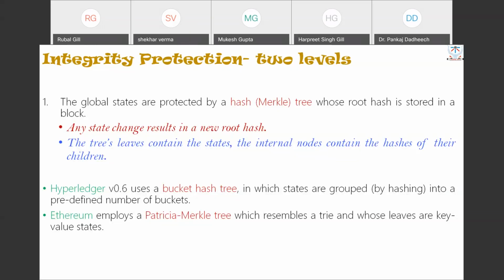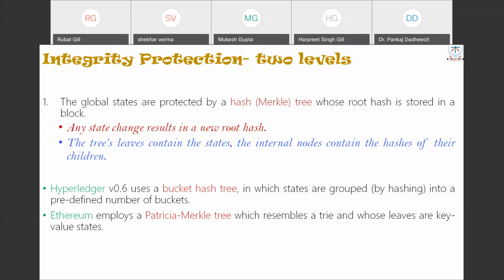And we construct a hash tree, which is nothing but a Merkle tree. We already know that. Suppose I have a block, I've hashed and kept the whole thing in a block, and then when more transactions are done, I create another block. So the tree's leaves contain the states, the internal nodes contain the hashes. For example, in Hyperledger version 0.6 and later versions, the Merkle tree used is a bucket hash tree, in which the states are grouped into a predefined number of buckets. Ethereum, we know, uses a Patricia Merkle tree, which is something like a trie, which is used in routing and switches also.